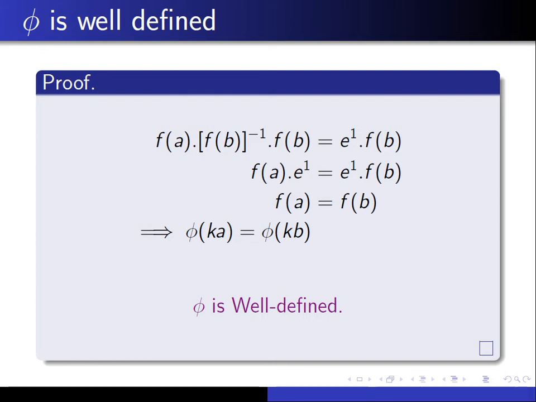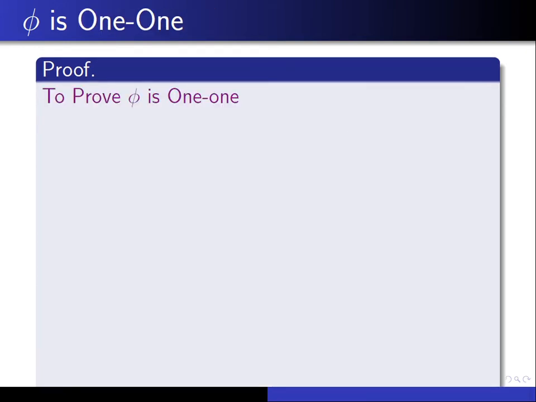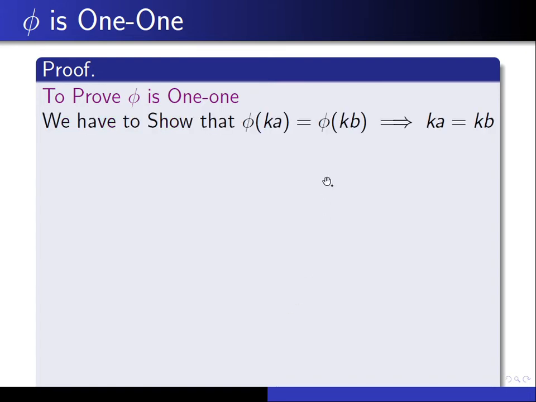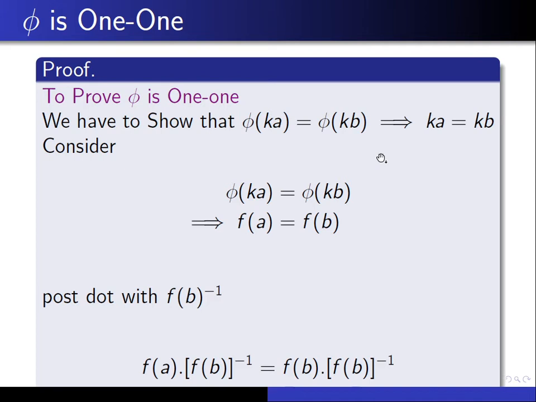Now we have to prove that phi is 1 1. 1 1 means in the reciprocal way, we have to take phi of ka is equal to phi of kb and we have to prove that ka is equal to kb. Now take phi of ka is equal to phi of kb. So what is phi of ka? According to the definition, this is f of a. And what is phi of kb? That is f of b. f of a is equal to f of b.